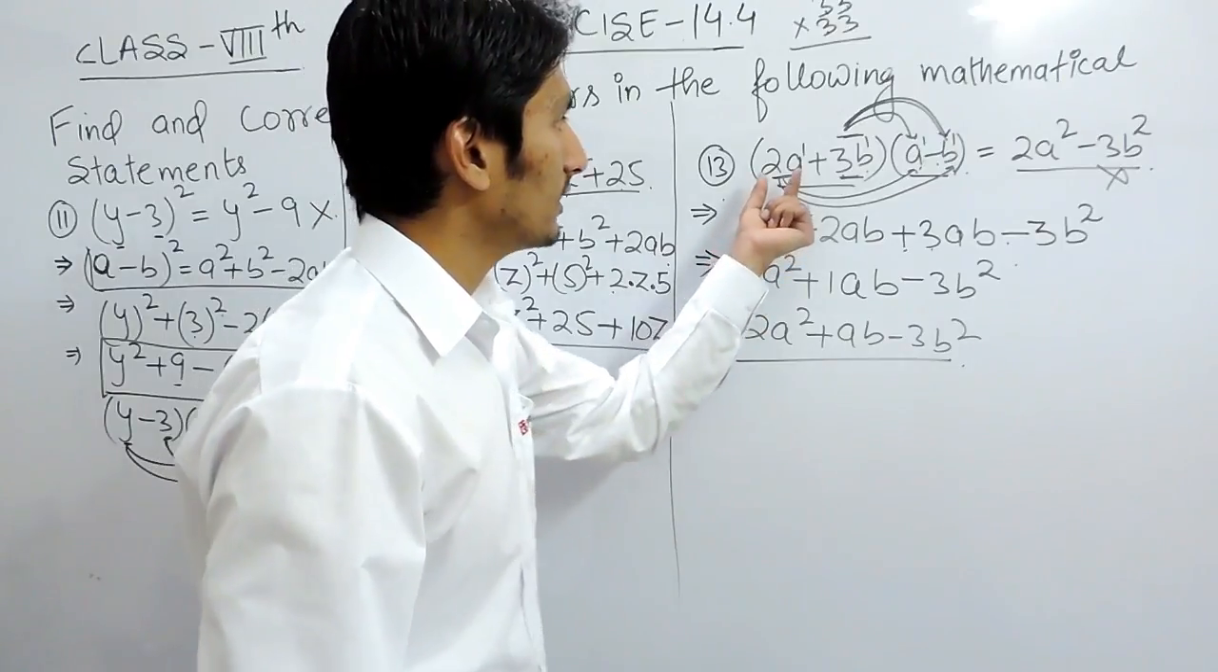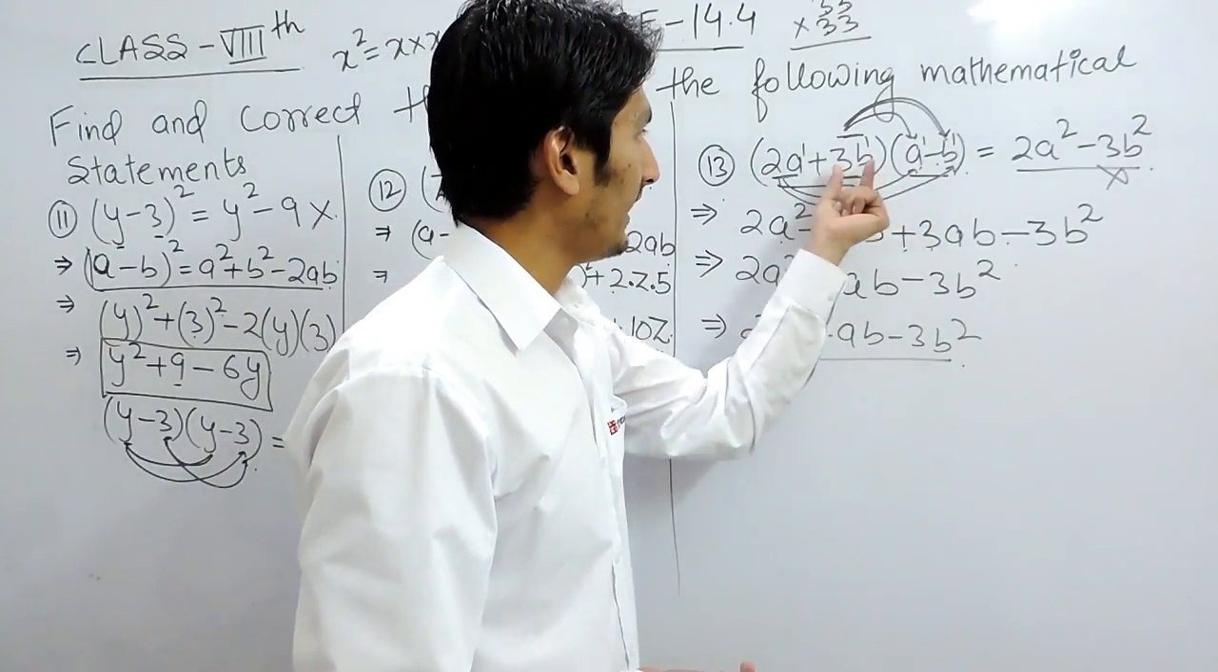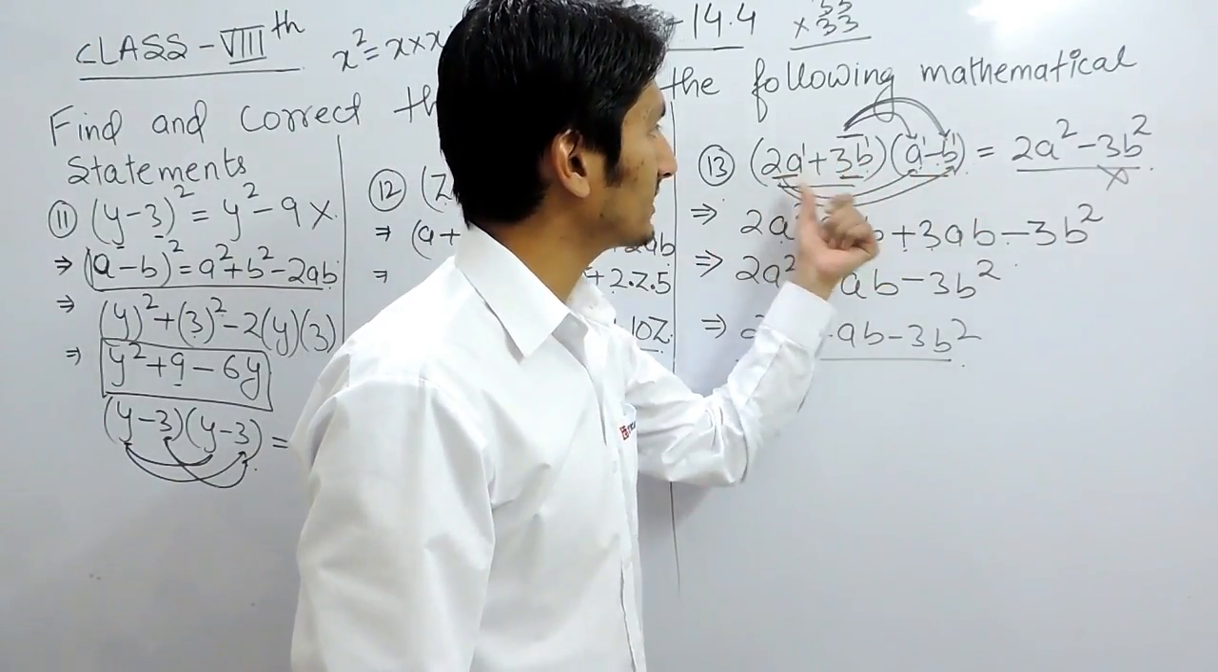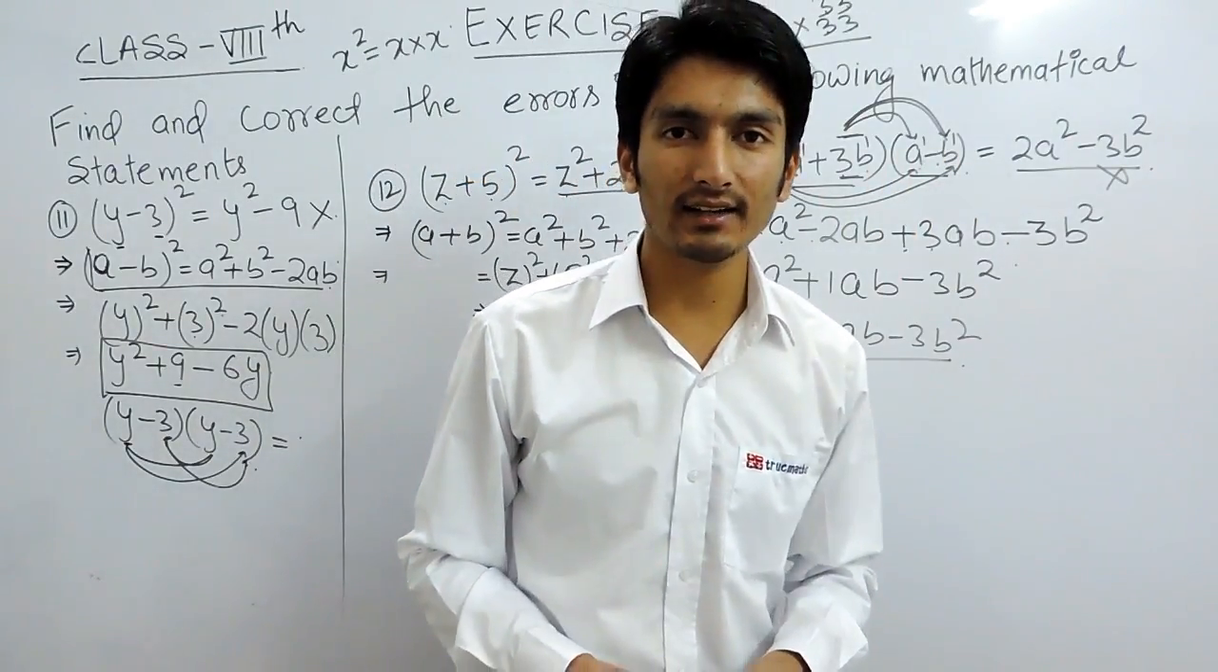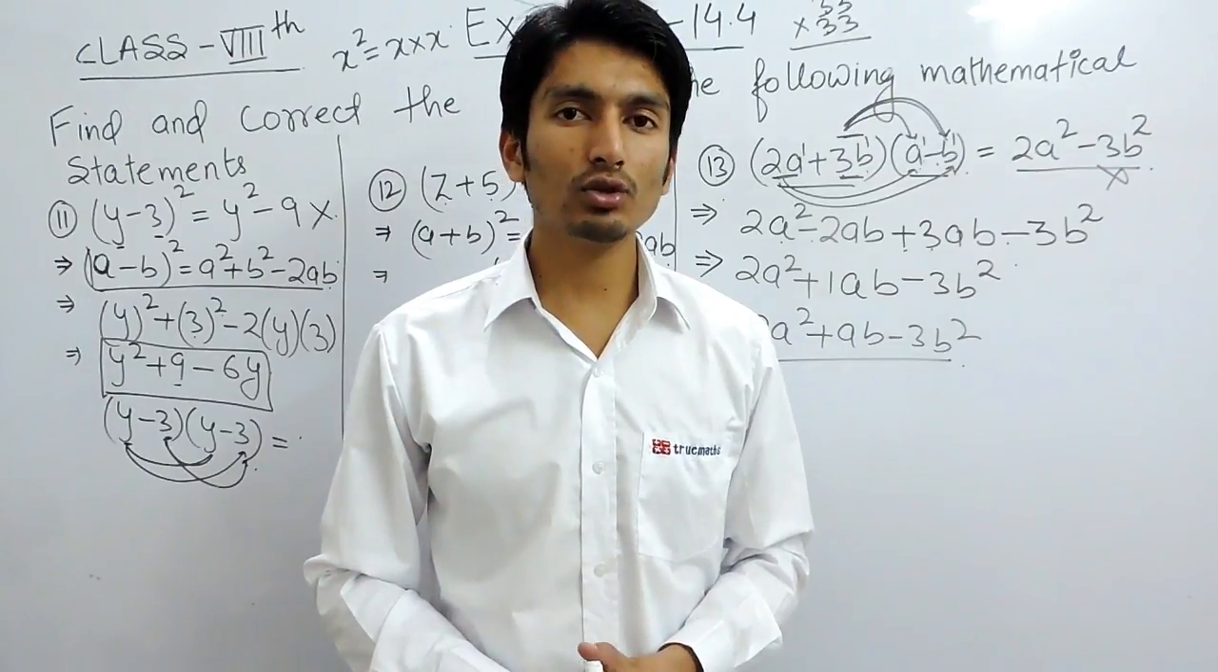You can't just multiply this with a and this with this. You have to multiply this with both the terms. Then only your answer will be correct. This is how you can solve this.